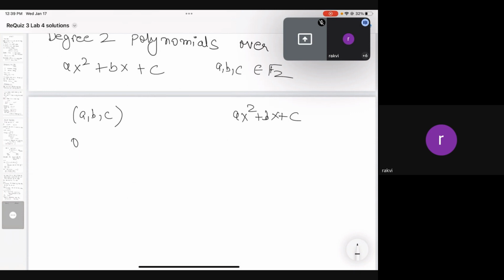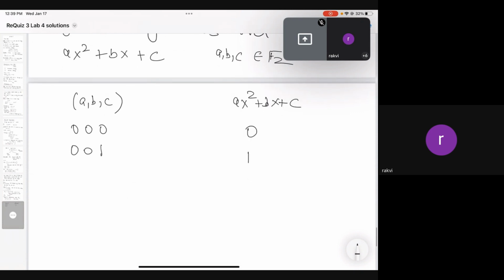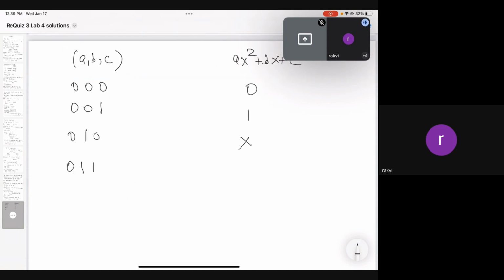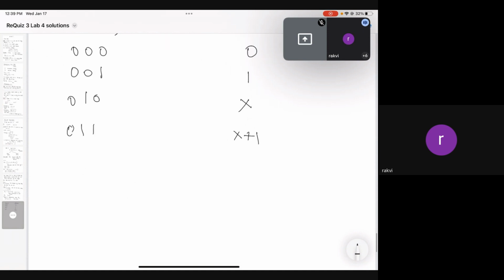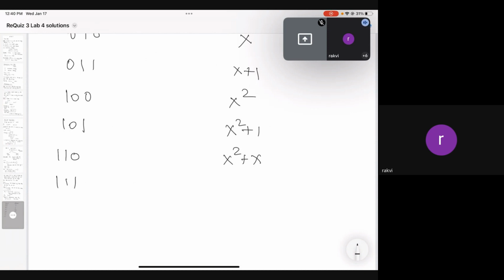Well, the first possibility obviously is they all can be 0. So 0, 0, 0. So my polynomial is also just 0. 0, 0, 1. So that gives me 1. 0, 1, 0. That gives me x. 0, 1, 1. So that gives me x plus 1. 1, 0, 0. That gives me x squared. 1, 0, 1. That gives me x squared plus 1. 1, 1, 0. That gives me x squared plus x. And then 1, 1, 1. x squared plus x plus 1. These are the 8 possibilities I've listed down.